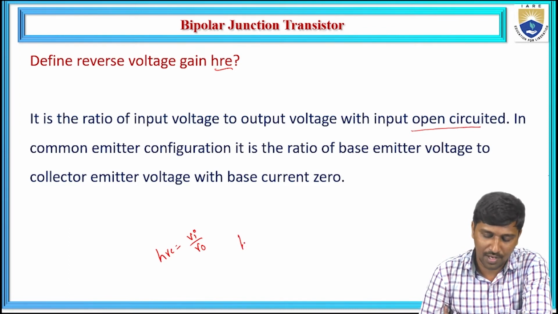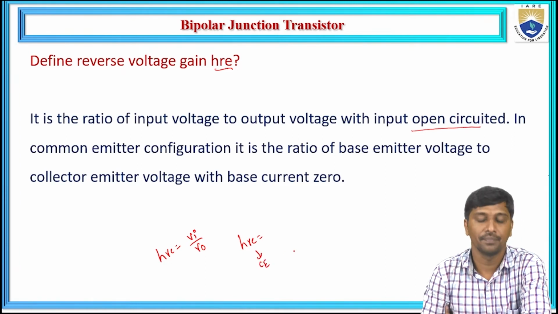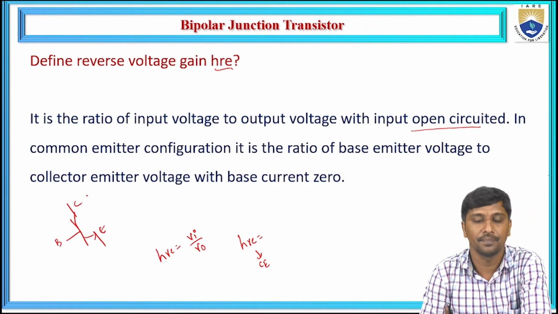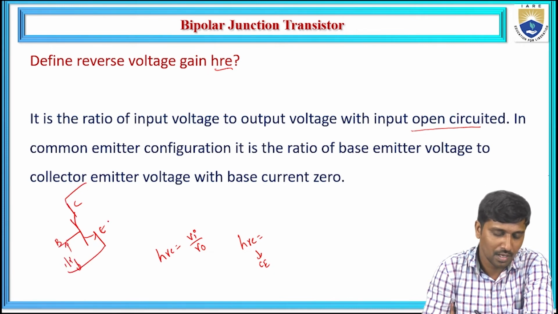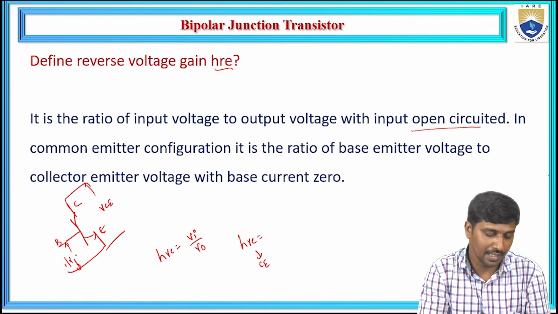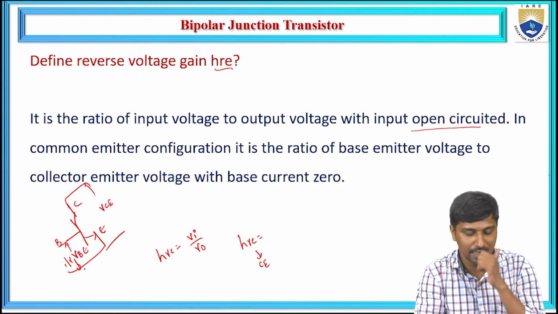Then this HRE parameter is related to the common emitter configuration. If you observe this common emitter configuration, let us say this is the base, the emitter and the collector. Input is passing through base and emitter. Output is measured with respect to collector to emitter, represented as VCE. The input voltage is measured between the base and emitter, that is the potential difference between base and emitter, VBE.